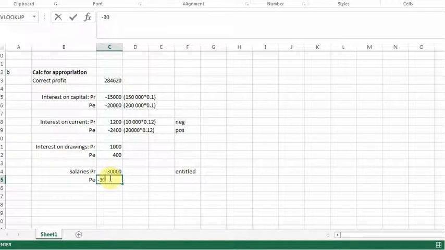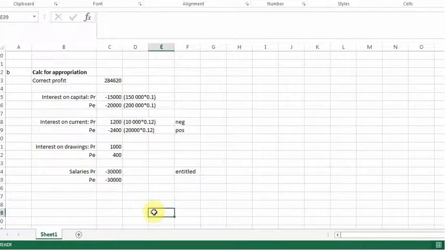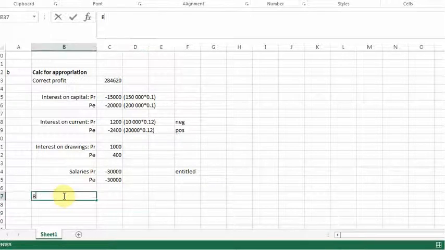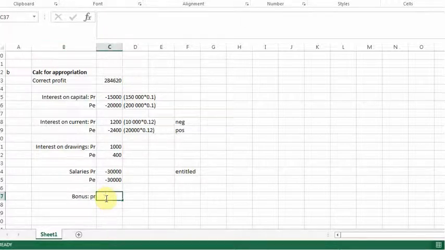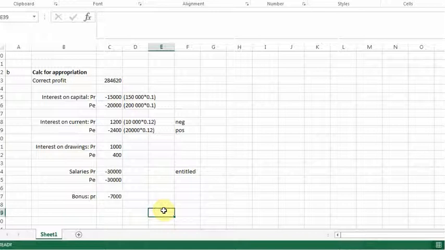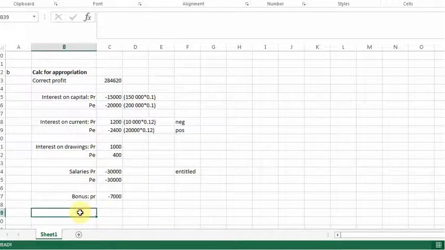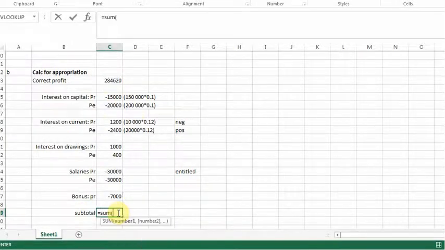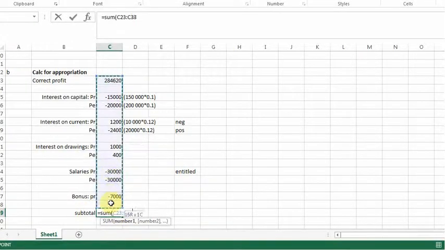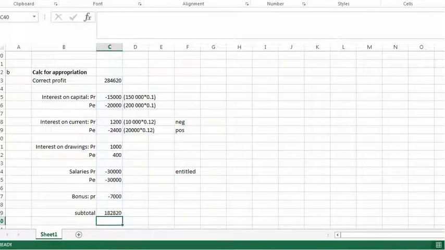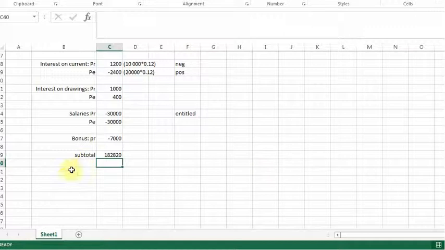From the business perspective, this is a cost to the business. After that, I believe there was also a bonus to, is it Practice, I think? And he got 7,000 Rand, so I'm just going to deduct the 7,000 there because it is a payment, it is a cost to my business. I need to get to a subtotal, so I'm going to just get the sum of all my calculations that I've done so far, and there, my sum total is 182,820.